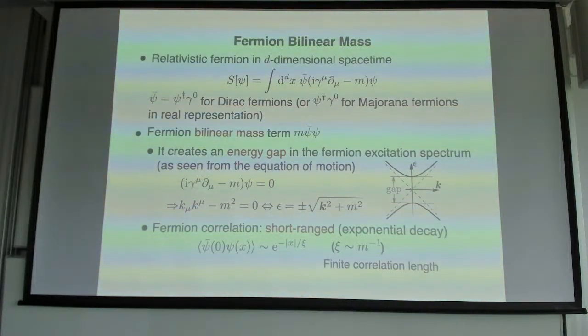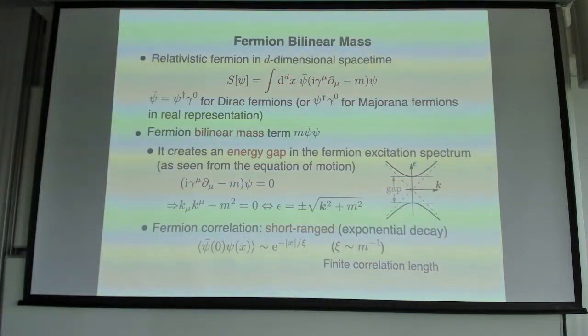First of all, it creates an energy gap in the fermion excitation spectrum. You can see that pretty easily from this action. If you derive the saddle point equation of this action, this gives you the equation of motion for this fermion field. If you solve this equation of motion, you find that all the fermion excitations in this system are quasi-particles, and they form two bands, the excited band and the occupied band, with a gap between them. The gap is of a size proportional to the parameter m that you inserted in your theory.